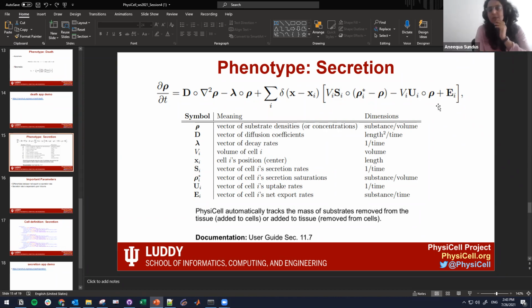I would just clarify that there are two ways you can secrete. Either you can have a secretion rate or you can have a net export. If you want your secretion based on the volume of the cell, you will use the secretion rate or uptake rate. And if you want it independent of the volume and just per unit time, you will use the export part. And for the export part, it can be positive or negative, depending on whether it's secreting or uptaking. I hope it clarifies.